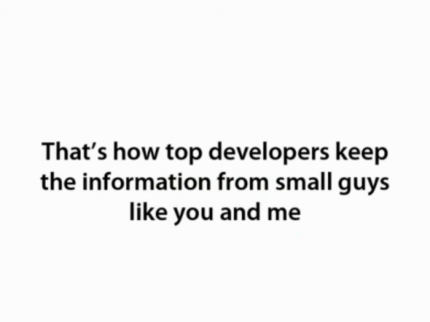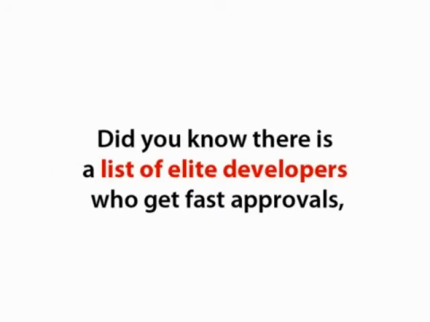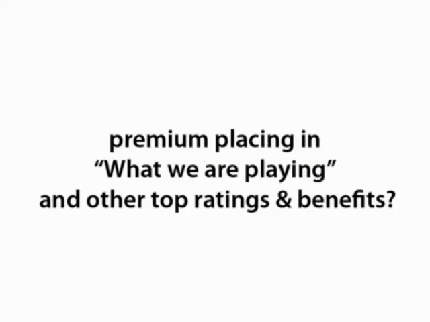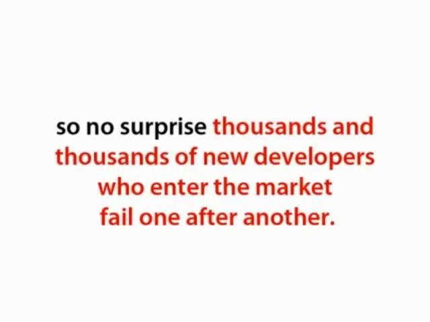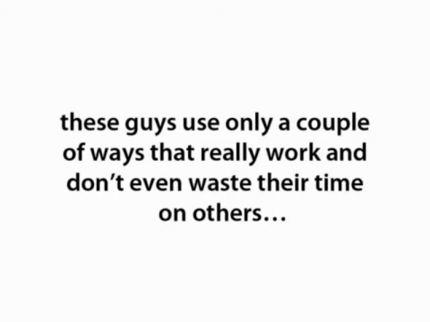That's how top developers keep the information from small guys like you and me so they can rake in money, while we can't even sell 10 copies. Did you know there is a list of elite developers who get fast approvals, premium placing in What We're Playing, and other top ratings and benefits? All this information is a well-kept secret from us, so no surprise that thousands and thousands of new developers who enter the market fail one after another. While you get confused reading and learning hundreds of ways of advertising your app, these guys use only a couple of ways that really work and don't even waste their time on others.